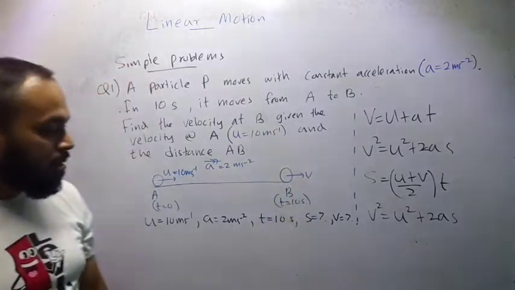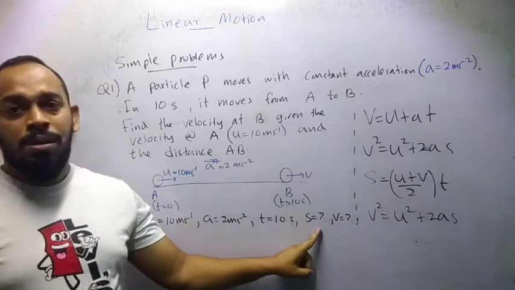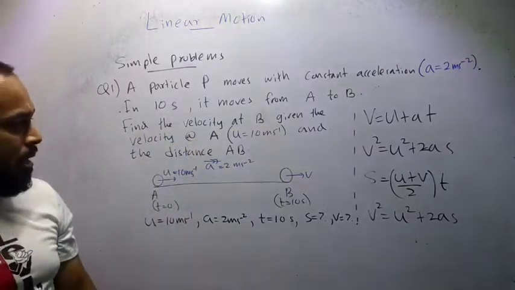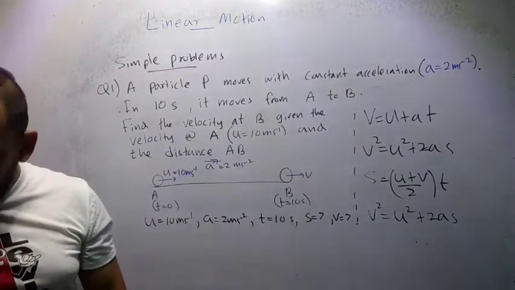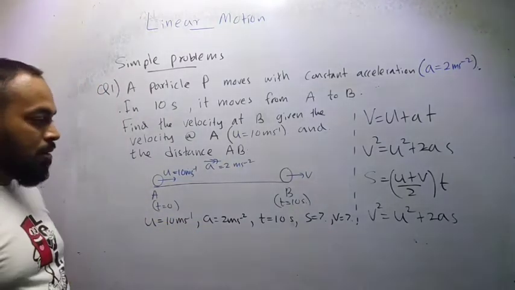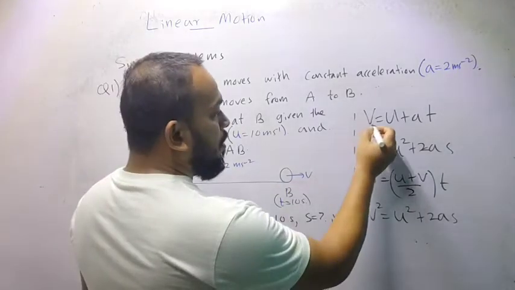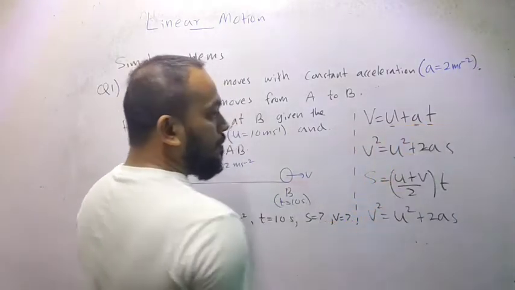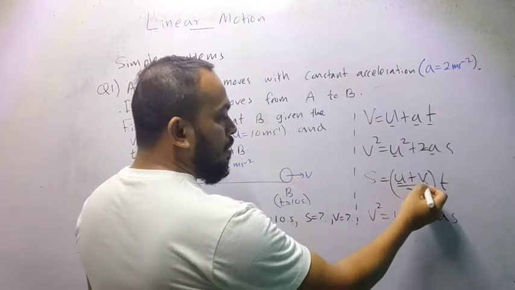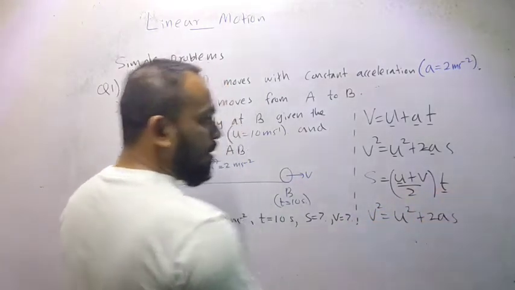There are 5 variables. We could find displacement first, or we could find velocity. It's up to you. So it asks for the velocity at B, so we'll find this one first. So which equations will have u, a and t? Right? u, a and t.